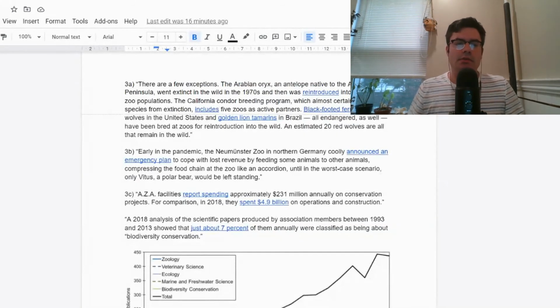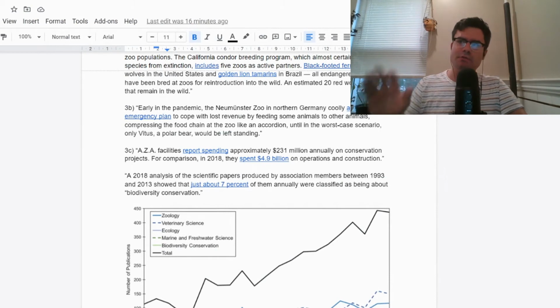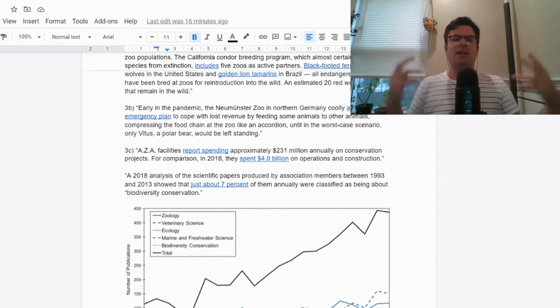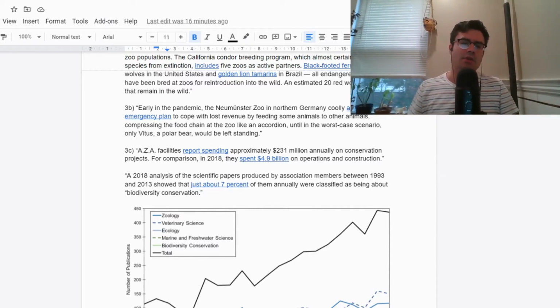So here's another. I have two for this one because there's a lot of this in articles, especially in things that seem particularly well researched or where people kind of put in facts. Do these facts actually work in the way that she intends, or is the only interpretation of this fact that it is evidence for the claim? So here she writes, AZA facilities report spending approximately $231 million annually on conservation projects. For comparison, in 2018, they spent $4.9 billion on operations and construction. So this is supposed to be evidence that the zoos are not focused on conservation. But I don't think that that's what it's evidence of.